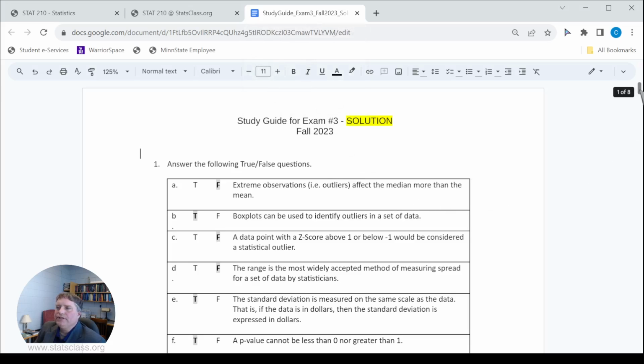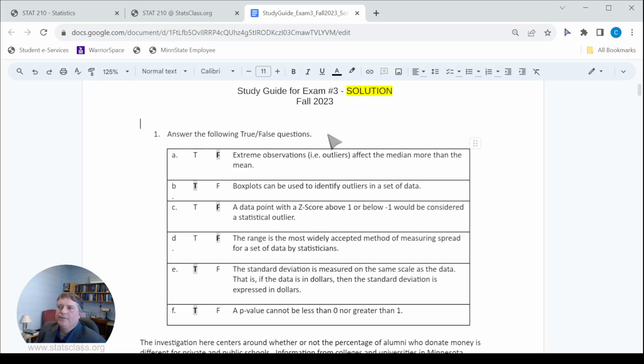So this first question is a set of true-false questions from handout number 9. Extreme observations affect the median more than the mean. That's false. The mean is more influenced by outliers than the median is. Remember, the median crosses off the smallest and the largest, and then it goes through and ends up in the middle. So outliers are not going to mess up the median, but they will influence the mean.